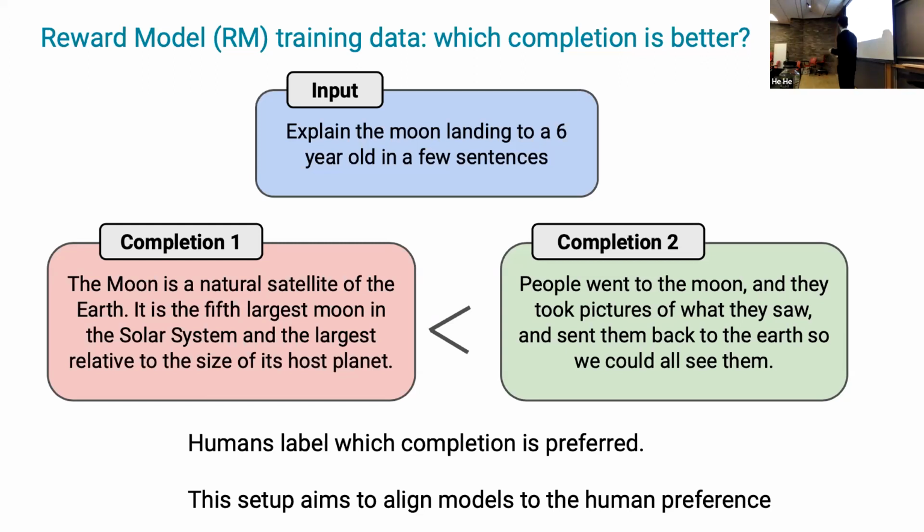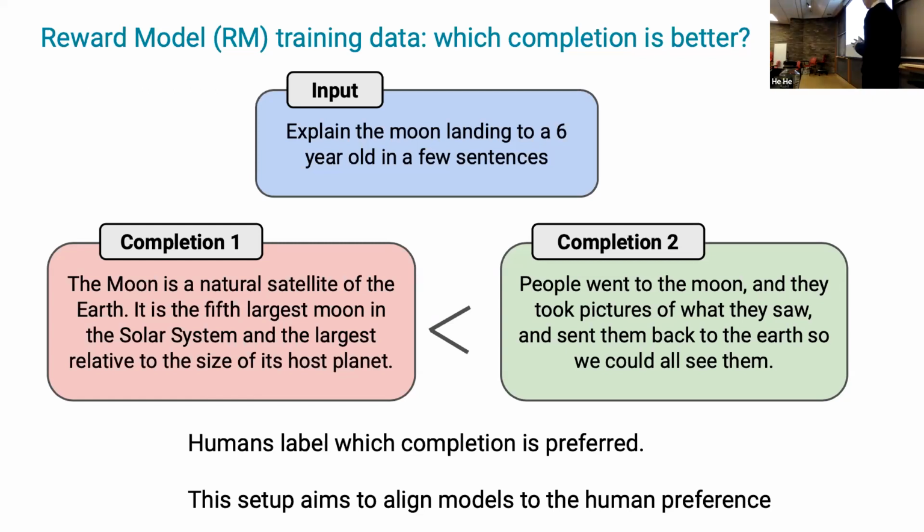And here I wrote something: the moon is a natural satellite of Earth and whatever. It's valid, but it doesn't really answer the question about the moon landing. It's just talking about the moon. And here is the better answer. It talks about the people who went to the moon and took pictures of what they saw and sent them back to the Earth, so we could all see them. It's really 6-year-old language, and it talks about the moon landing. So in this case, we can say this one is better. That's how we want to train the RM model.